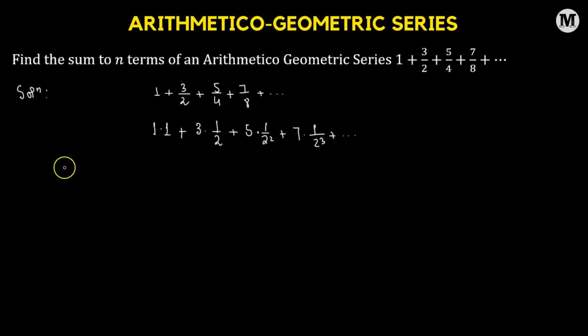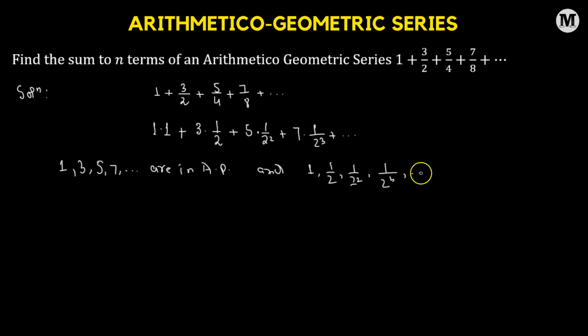Now here, we can see that if we consider 1, 3, 5, 7, and so on, this particular sequence is going to be an arithmetic progression. That means they are in AP. And we can consider 1 from the first term, 1 over 2 from the second term, 1 over 2 squared from the third term, and 1 over 2 cubed from the fourth term. And this is going to continue. And together these terms are going to be in geometric progression. So they are in GP.